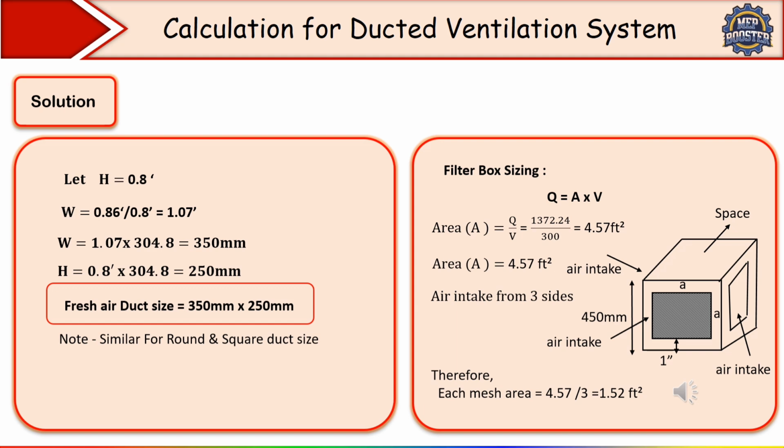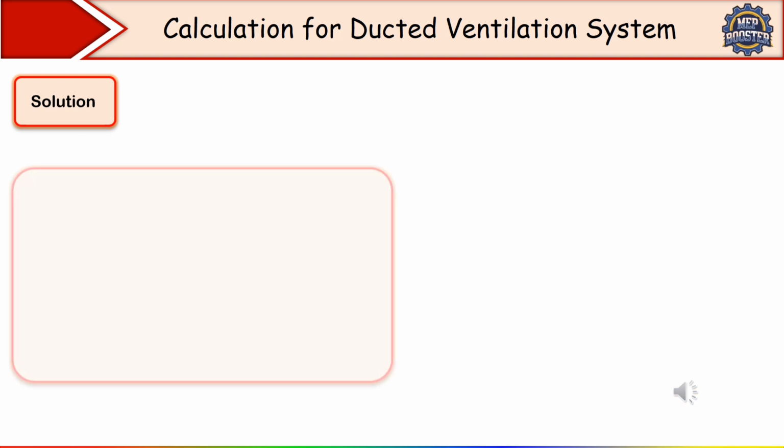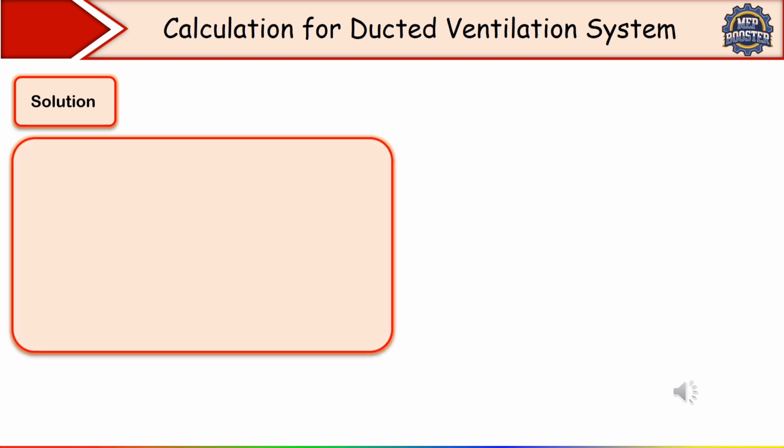Now here we have calculated each mesh area 1.52 square feet. Once you get the area of each mesh, suppose my mesh and my filter are the same. For a square mesh, if I take the side of the mesh as small a, what is the area of the mesh? a squared is equal to 1.52. So finally you will get the side of that square mesh, 400 mm.